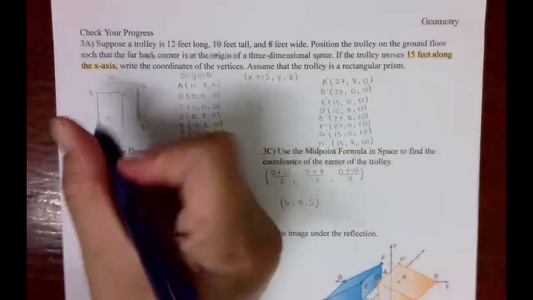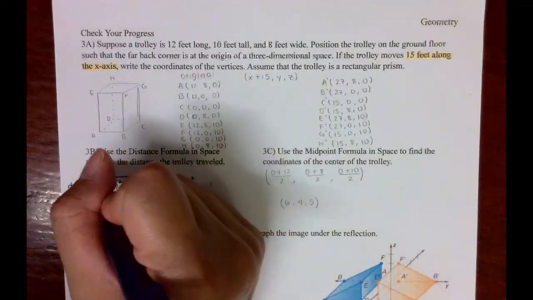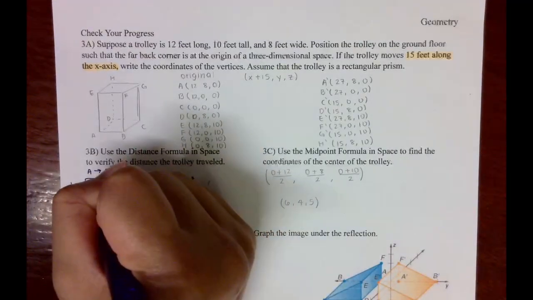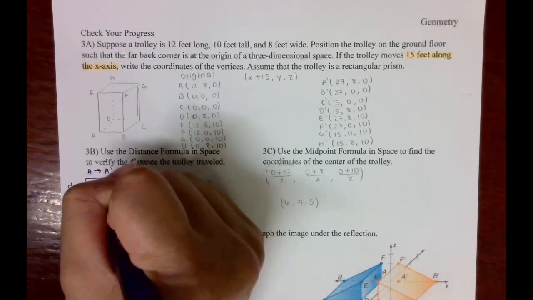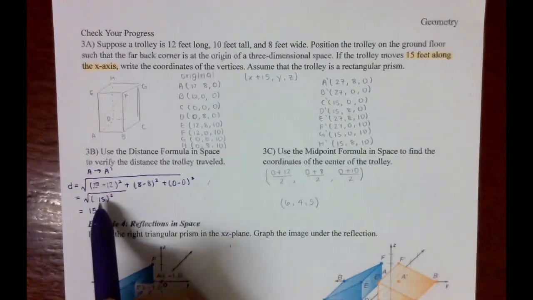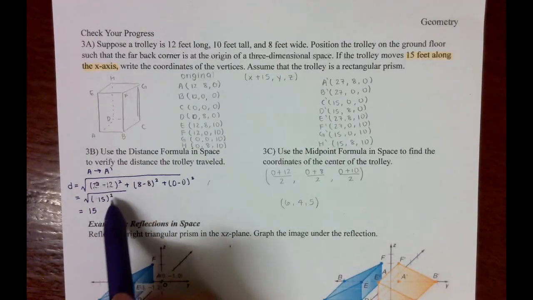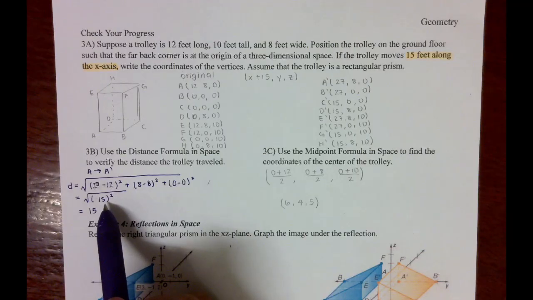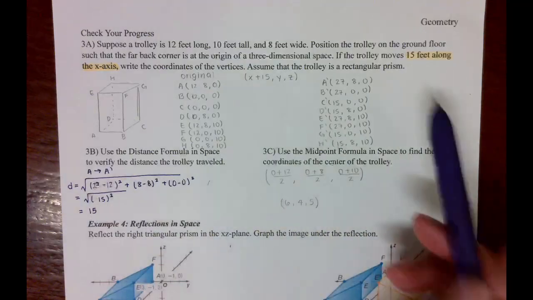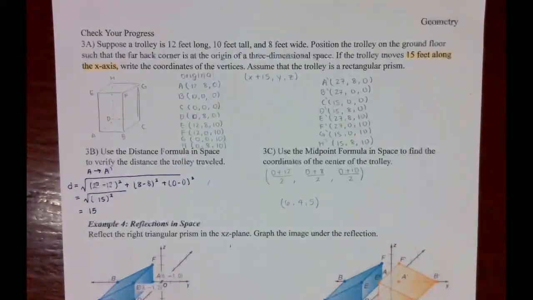Okay. The distance formula, I used A to A prime, so this would be x1, y1, z1. This would be x2, y2, z2, so that it'd be 27 minus 12 squared plus 8 minus 8 squared plus 0 minus 0 squared. Then the 27 minus 12 gives me 15. And then the 15 squared and the square root cancel out to be 15, which is right because I moved 15 feet along the x-axis.